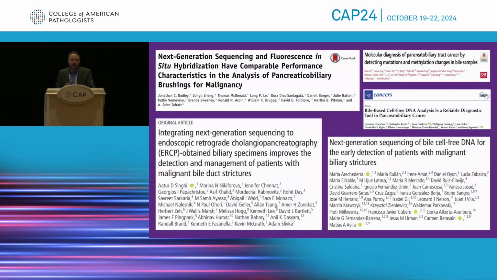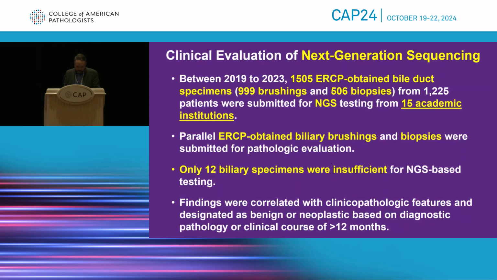So the question is, can we also use NGS and apply it to bile duct brushing specimens in the same way that we've done with cystic specimens to increase our sensitivity of detecting patients with malignancy? And so this is another study that took place around the same time, where bile duct brushings from 1,500 ERCP specimens, so these were 1,000 brushings and about 500 biopsies, were submitted for NGS testing. And most of these were sufficient, so only 12 were insufficient for NGS testing.